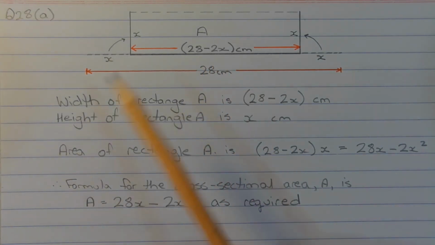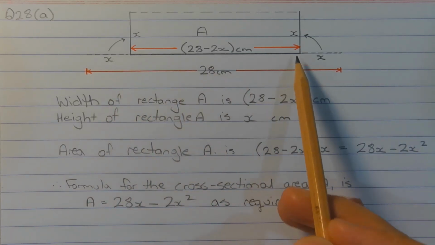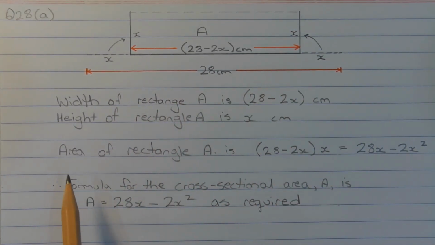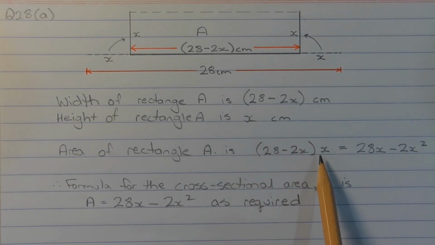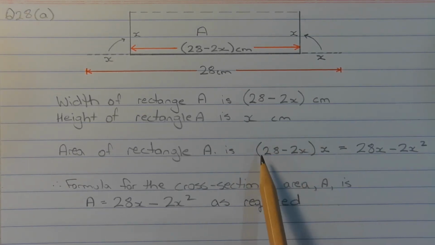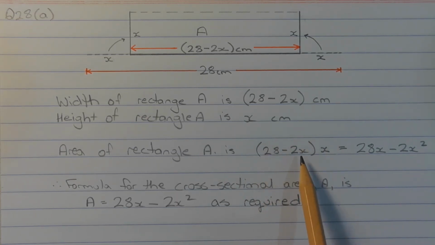So the area of rectangle A, which represents the cross-sectional area, is found by multiplying the width by the height. So the area of rectangle A is 28 minus 2x in brackets multiplied by x, and expanding the brackets, 28 times x minus 2x times x is equal to 28x minus 2x squared. Therefore, the formula for the cross-sectional area A is A equals 28x minus 2x squared, as required.